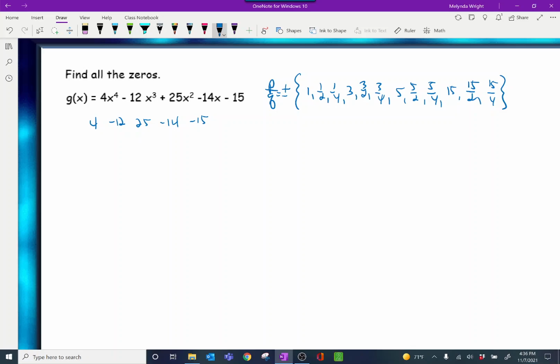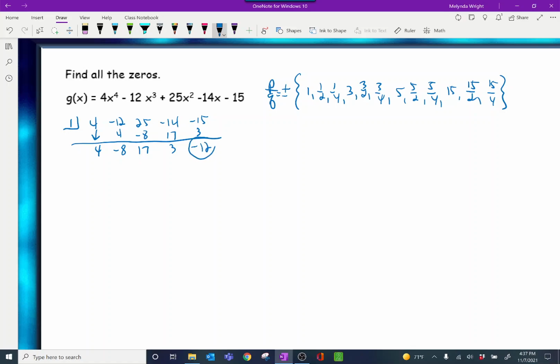Let's try 1. Okay. Remember how we put that number in the box, then we bring the first number down, and then it's just a system of multiplying. 1 times 4 is 4. Then I add down. Negative 12 plus 4 is negative 8. 1 times negative 8 is negative 8. Negative 8 plus 25 is 17. 1 times 17 is 17. 17 plus a negative 14 is 3. And 1 times 3 is 3. And when I add down, I get a negative 12.